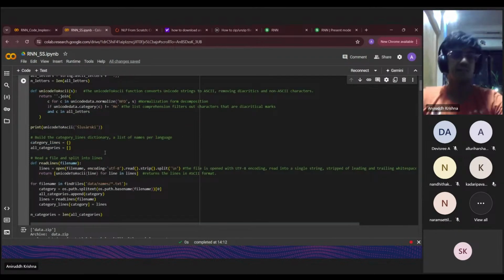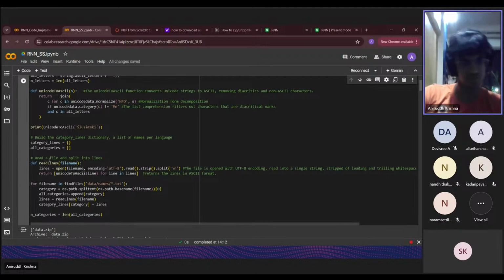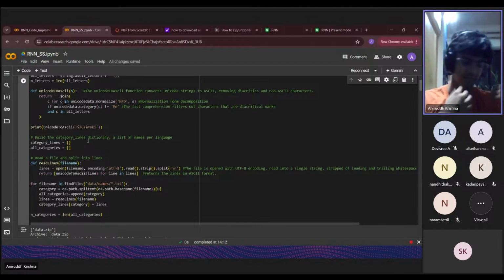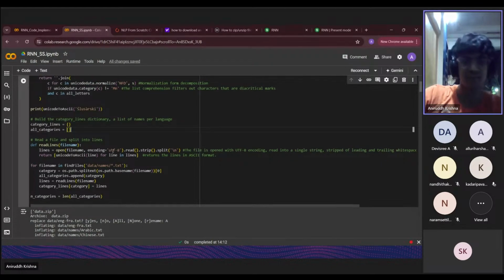Then after that, we define another function, readLines, which will basically help us in segregating the dataset into the countries and their names. We define a list, all_categories, which will hold all the languages, and category_lines as a dictionary, which will have the key as the name of the country and all the names of the people relating to that language or country below it. So these curly brackets denote a dictionary and square brackets denote a list. Now readLines will basically just demarcate both of them, countries separate and names separate.